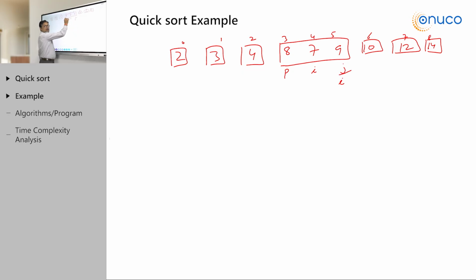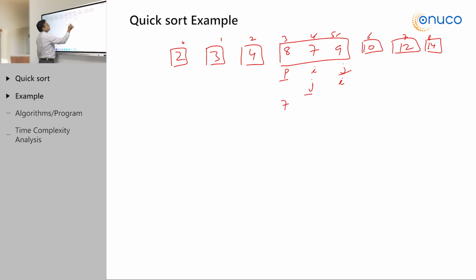Is 9 greater than 8? Yes. So J decreases. Is 7 greater than 8? No. Stop. So the I pointer is 5 and the J pointer is 4. So I is greater than J, hence swap between A of P and A of J.